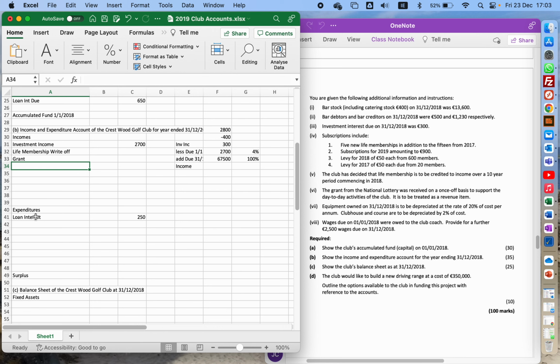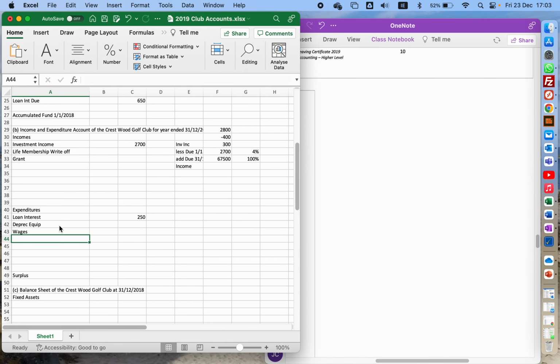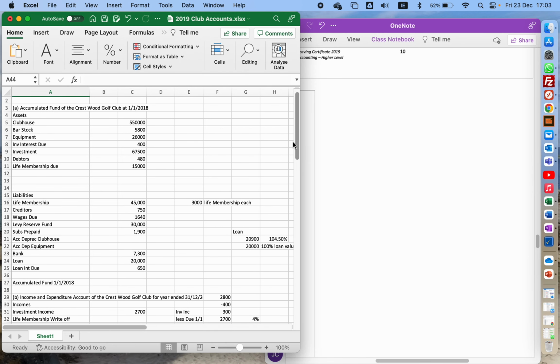Equipment depreciated, so we will have depreciation on equipment. And there's wages due out. Okay, so there's going to be wages, another expenditure. And we'll need to take into account prepaids and dues. So we have all the information that we need to be able to finish off our opening statement of accumulated fund. So we can add up all of these. The depreciation on the clubhouse, we'll deal with later on. But that's the basics of how we start off the accumulated fund for the club.